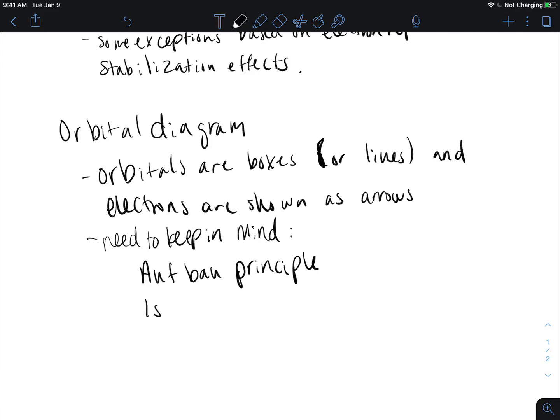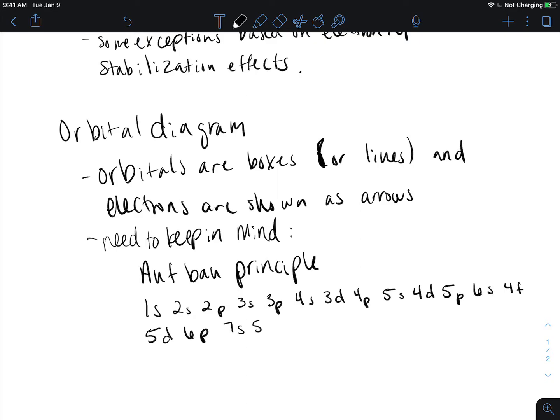where we have 1s, then 2s, 2p, 3s, 3p, 4s, 3d, 4p, 5s, 4d, 5p, 6s, 4f, 5d, 6p, 7s, 5f, 6d, 7p. So that is the energy ordering of our subshells.